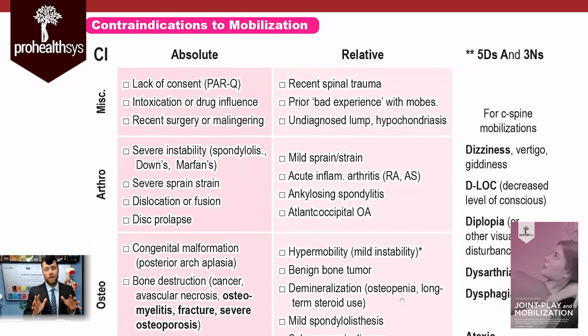There's a form that you have that we'll use for examination purposes that also has a very similar list. We classify these things across as absolute contraindications, relative contraindications, and then just for fun, the 5 Ds and the 3 Ns for cervical contraindications as well.